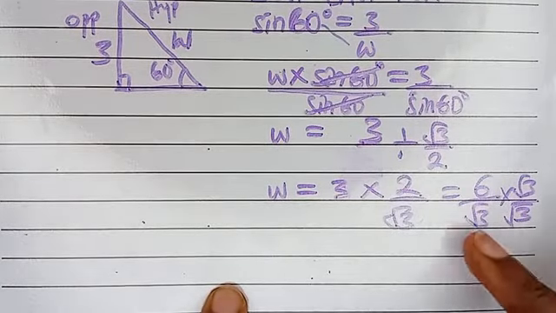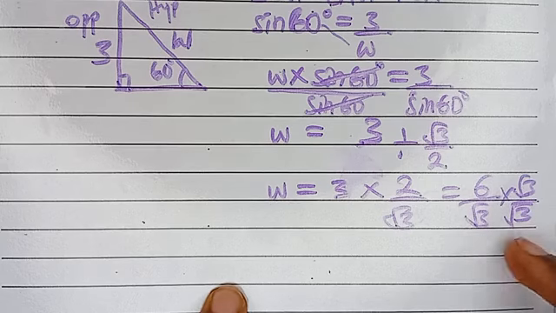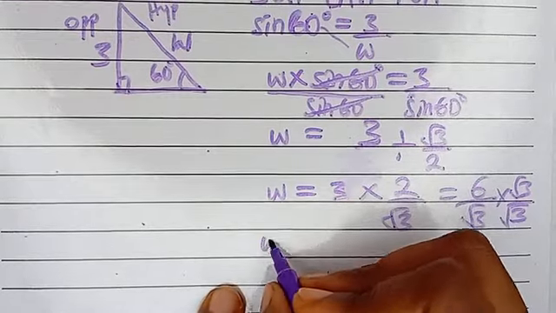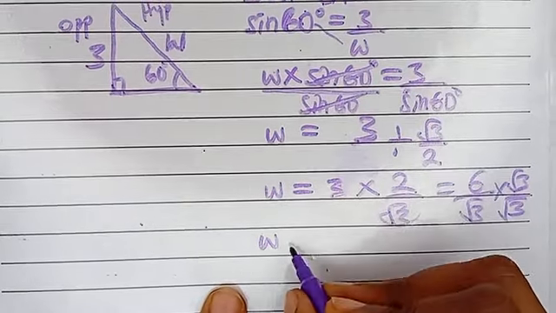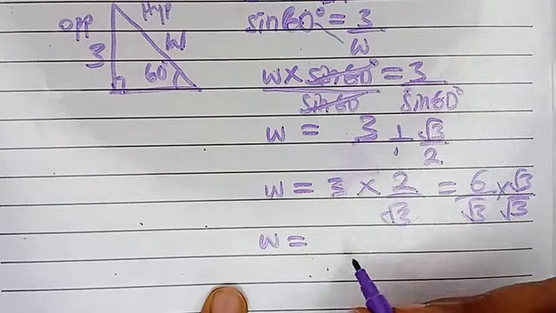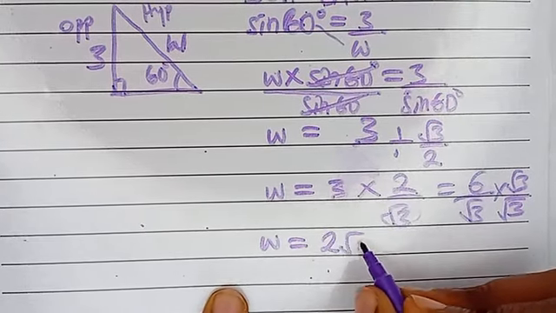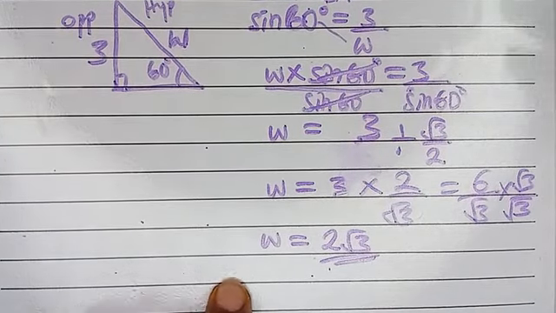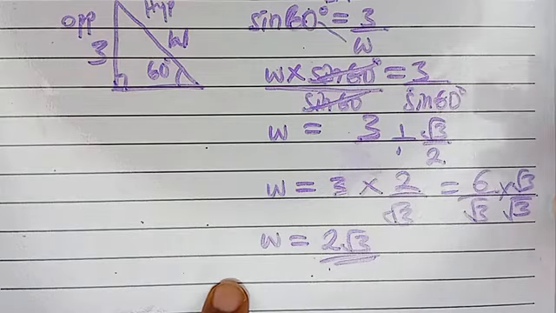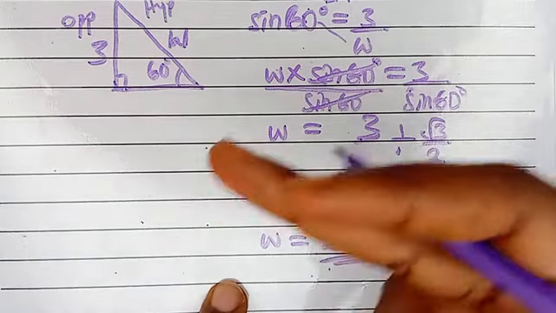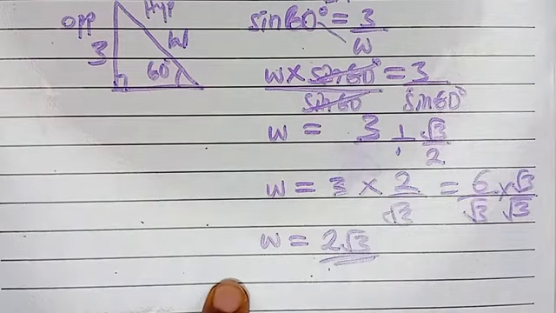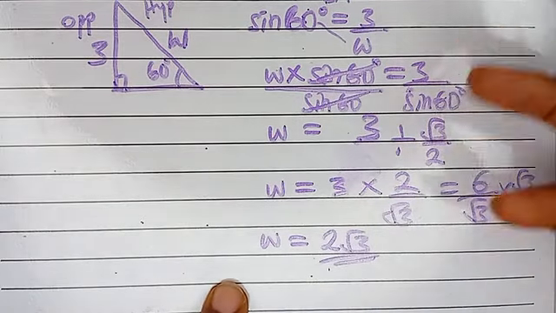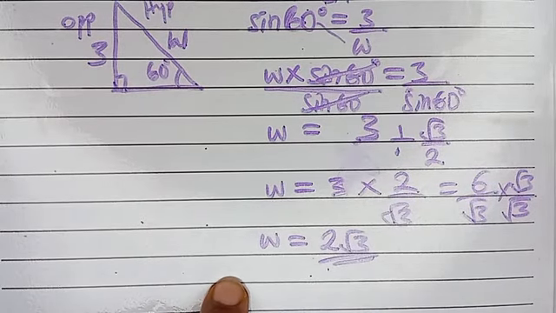Okay, so root 3 times root 3 is giving us 3. 3 dividing 6 is 2. So we have that the side W is equal to 2 root 3. So we could see how that helped us. Without using tables or calculator, we are able to solve this triangle. So go ahead, try out other triangles to see how this works.